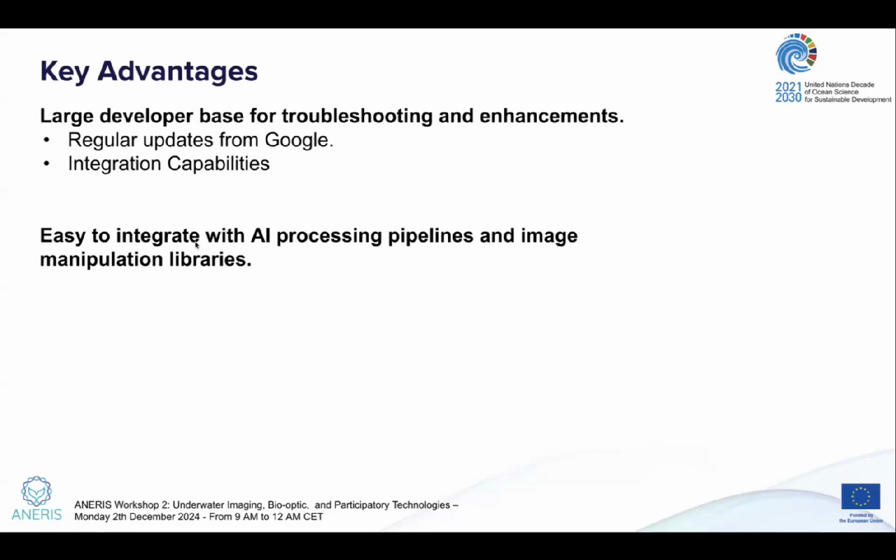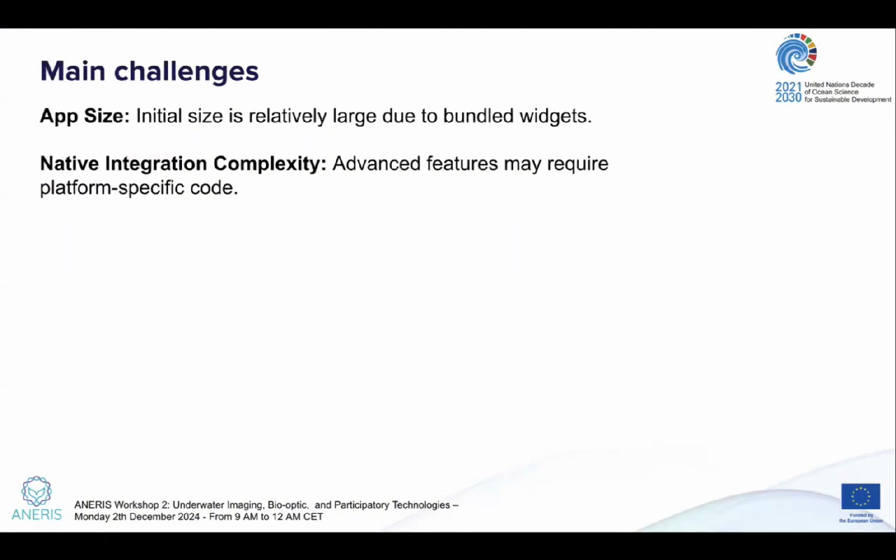And also, most of the AI processing pipelines and image manipulation libraries that Google has in their ecosystem can be easily integrated into your code to run natively and on device, and not delay their processing to the cloud or something. So you can do everything on device and then send it to the backend if needed for further processing.